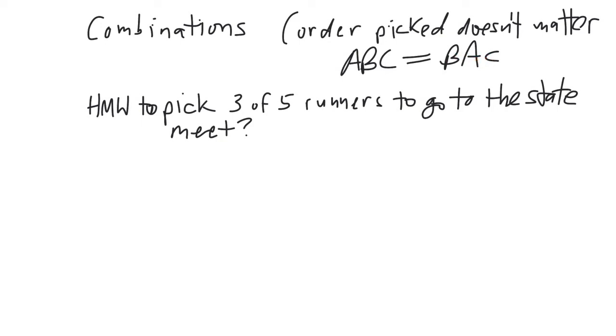A good example would be how many ways are there to pick 3 of 5 runners to go to the state meet. It doesn't matter whether you are picked first, second, or third. You don't get any extra benefit. You get to go to states no matter what.